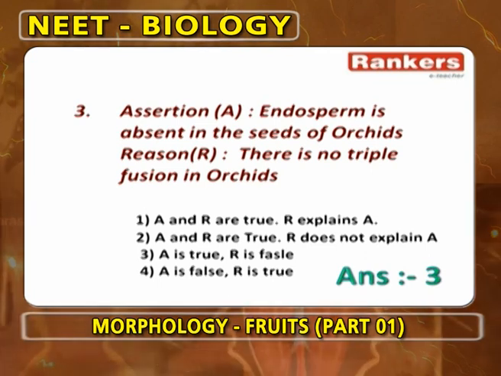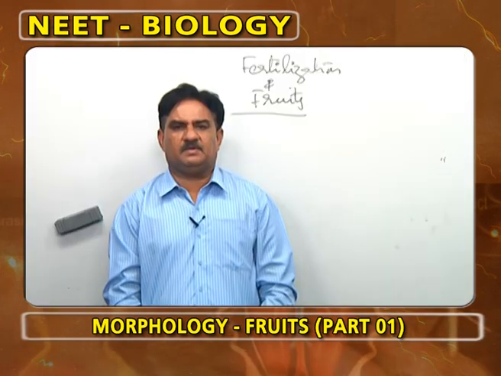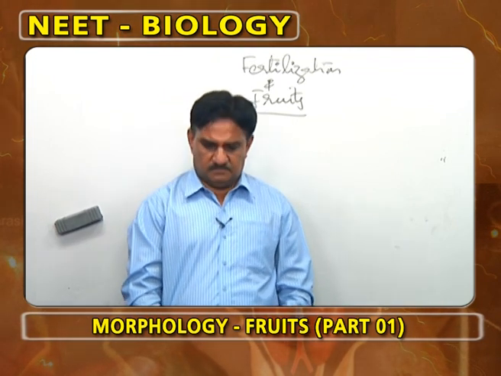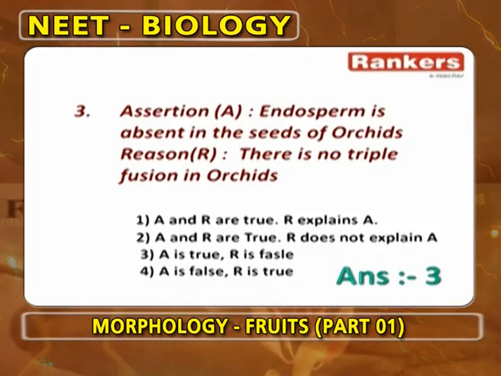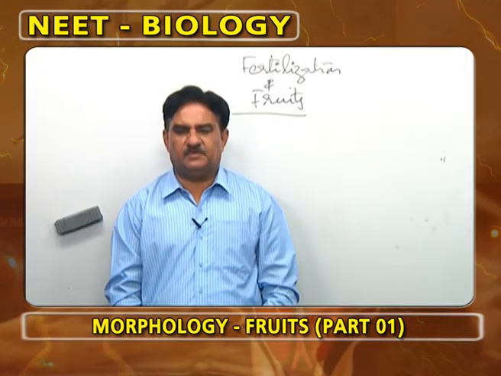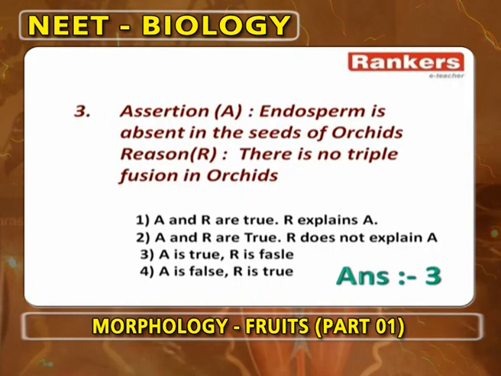Endosperm is absent in the seeds of orchids, and why is endosperm absent in the seeds of orchids? Because the developing embryo completely utilizes the endosperm. So there is no triple fusion in orchids is wrong. So the answer is A is true, R is false.